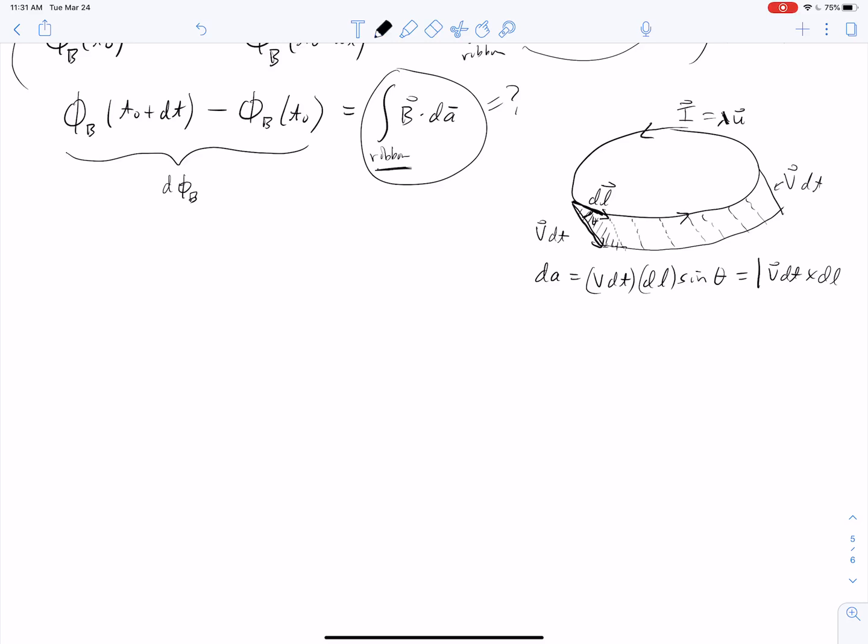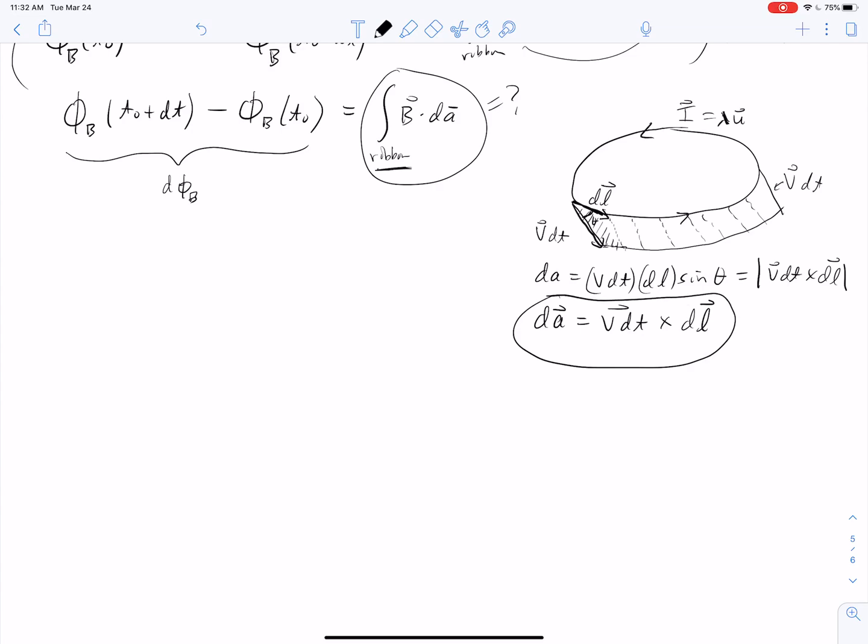And so, but then we also can notice that if I want to turn my dA into an actual vector dA, then I can keep the cross product because it gives me the right direction. v dt cross dl. Oh, I keep saying dt. Jesus Christ. And so this is what we just derived.